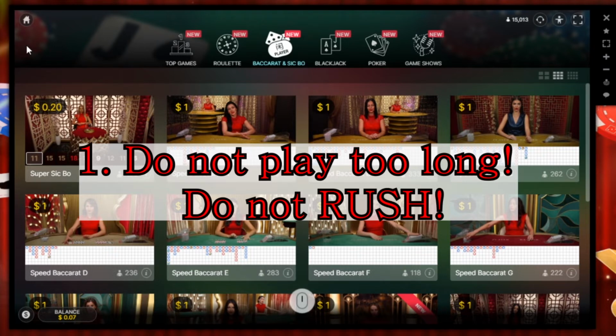Also, if I win 5 times in total, I stop playing and wait for about an hour or more, then I come back and play. Okay? That way you can minimize the chance of losing. I tried to rush, I tried to play long. In the end, I lost everything because there is a chance of losing. Okay?